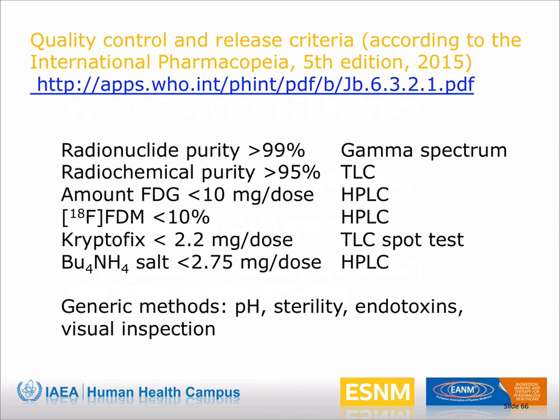For most PET radiopharmaceuticals, including FDG, the radionuclide purity must be higher than 99%, as determined by gamma spectroscopy. Radiochemical purity must be higher than 95%. This means that fluorine-18 fluoride must be lower than 5%. Of the 95% fluorine-18 product, more than 90% should be FDG, where maximally 10% may be FDM, as a result of racemization during the radiosynthesis.